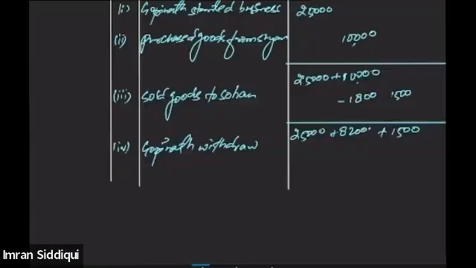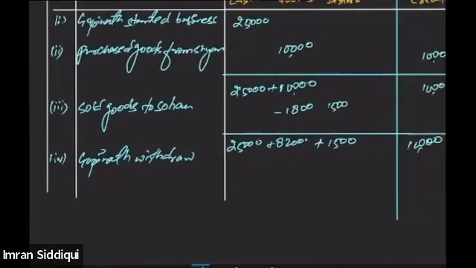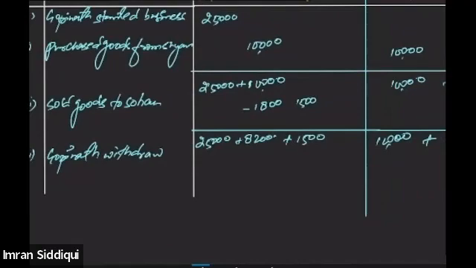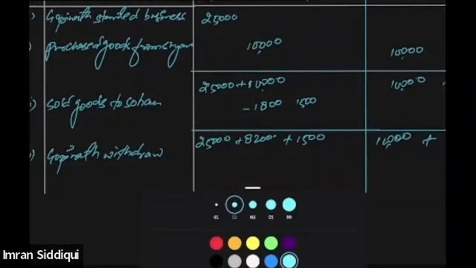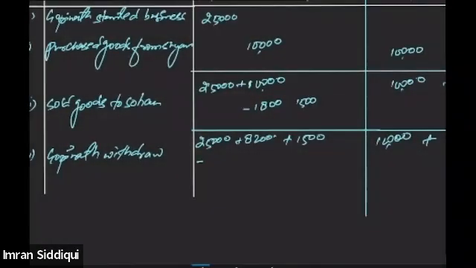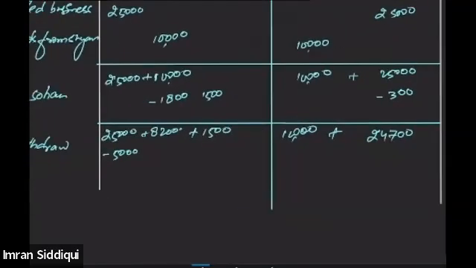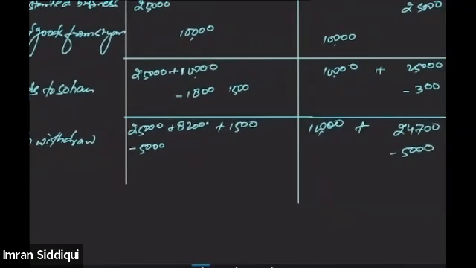Withdrew from business 5,000. So when he withdraws 5,000 from the business, is it going to affect the availability of cash? Answer is yes. Cash will reduce by 5,000, and at the same time, capital will also reduce by 5,000. Is that correct? Yes, sir. So ultimately, the final equation will be 25,000 minus 5,000, which is 20,000.